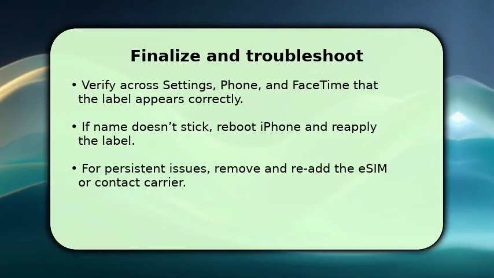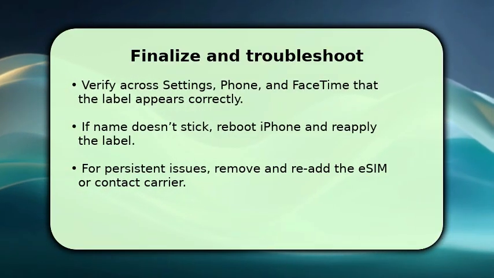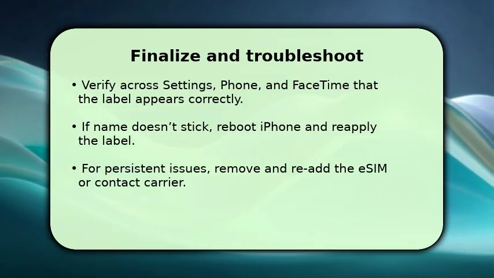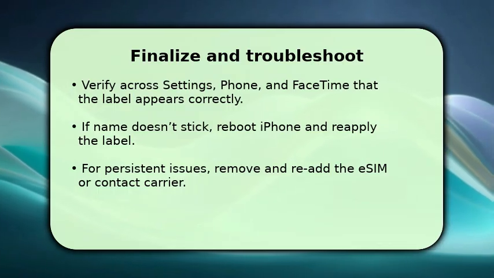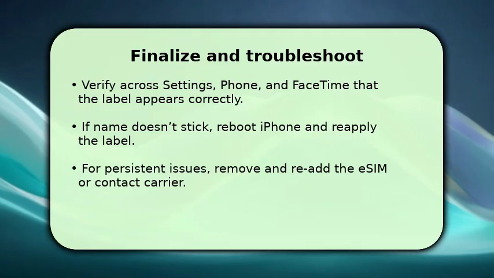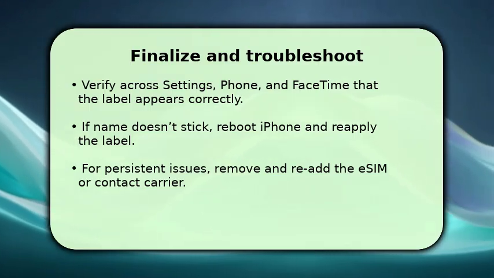If it still resets, remove and re-add the eSIM or toggle airplane mode briefly before renaming. One key troubleshooting tip: if labels revert after carrier updates, install the update, then rename. Otherwise, contact your carrier, because some profiles can override the device.